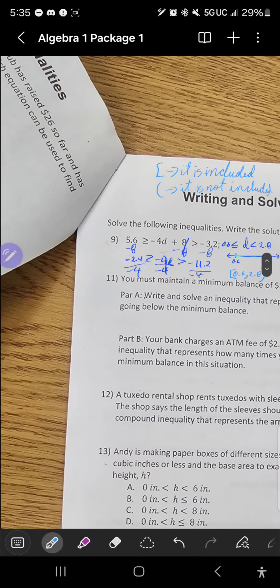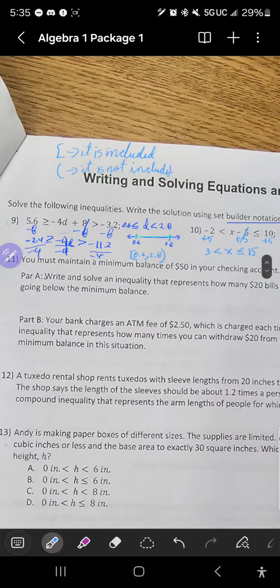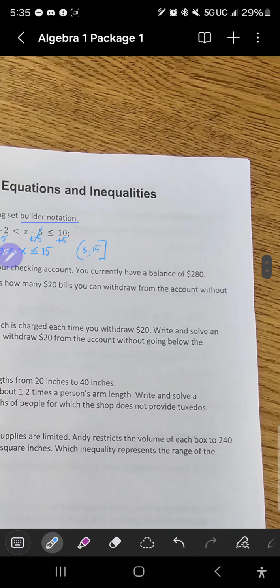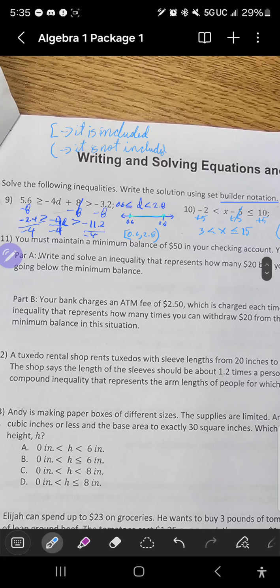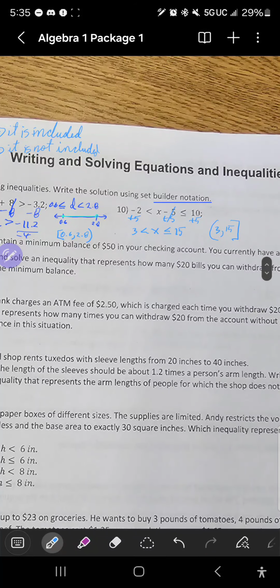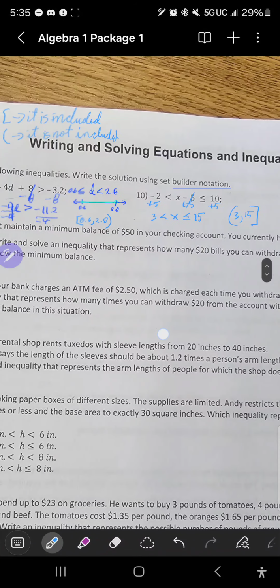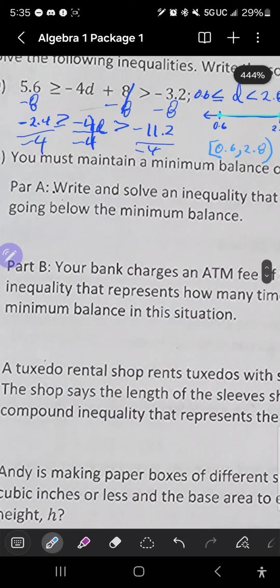So, question 11. You must maintain a minimum balance of $50 in your checking account. You currently have a balance of $280. Write and solve an inequality that represents how many $20 bills you can withdraw from the account without going below the minimum balance. So we know that our minimum balance is going to be 50. So we're going to isolate the 50 on one side.